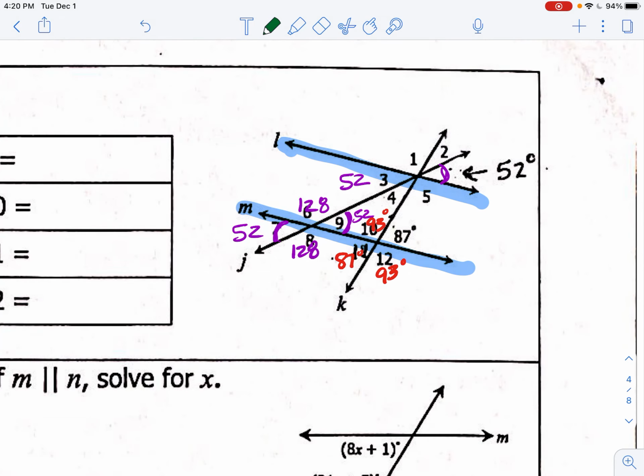Now I can figure out what angle 4 is, because this guy in the middle is just a big triangle, a little triangle. So if I added 93 plus 52, that's 145. If I subtract that from 180, that gives me 35. So angle 4 is 35. 4 is vertical from angle 2, so that is also 35.